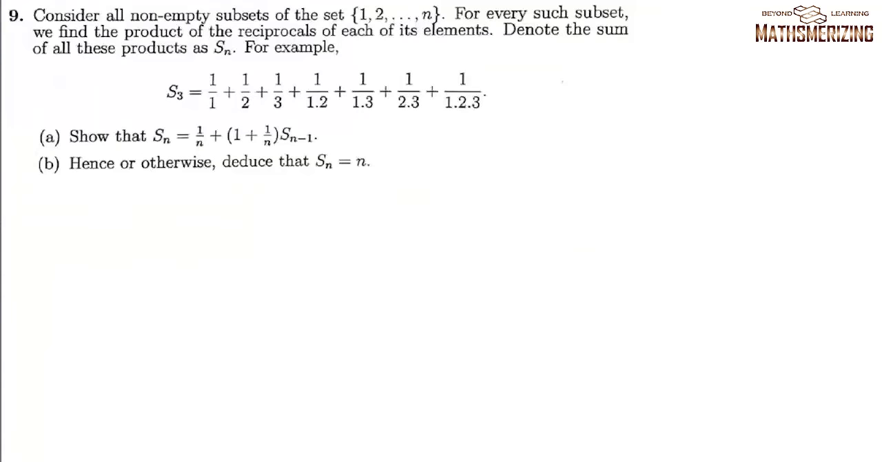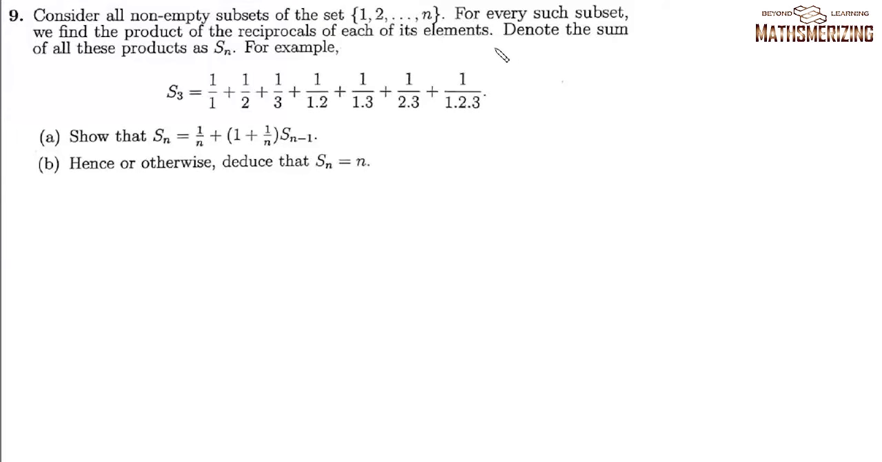Now question number 9 is, consider all non-empty subsets of the set 1, 2 up to n. For every such subset, we find the product of reciprocals of each of its elements. Denote the sum of all these products as S_n. For example, S3 is 1 plus 1 upon 2 plus 1 upon 3 plus 1 upon 1 into 2 plus 1 into 3, 2 into 3, and then 1 into 2 into 3.